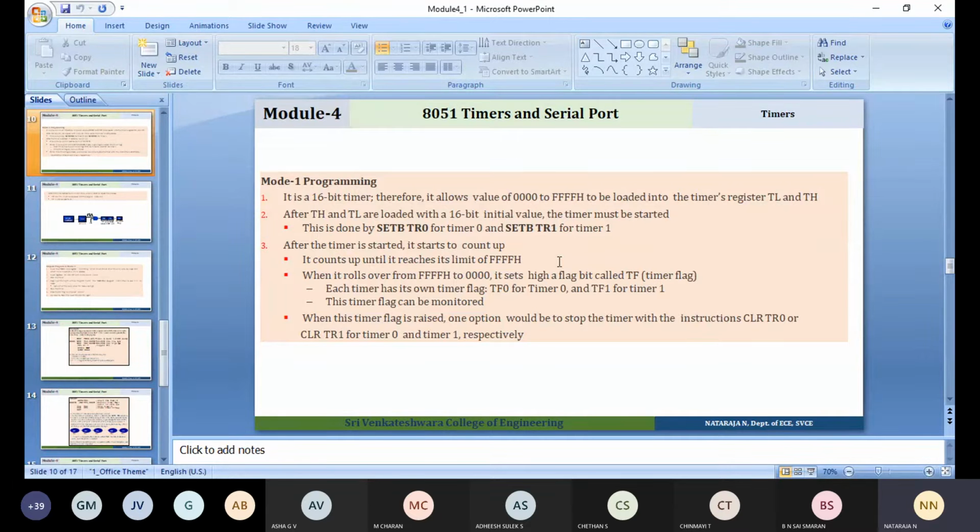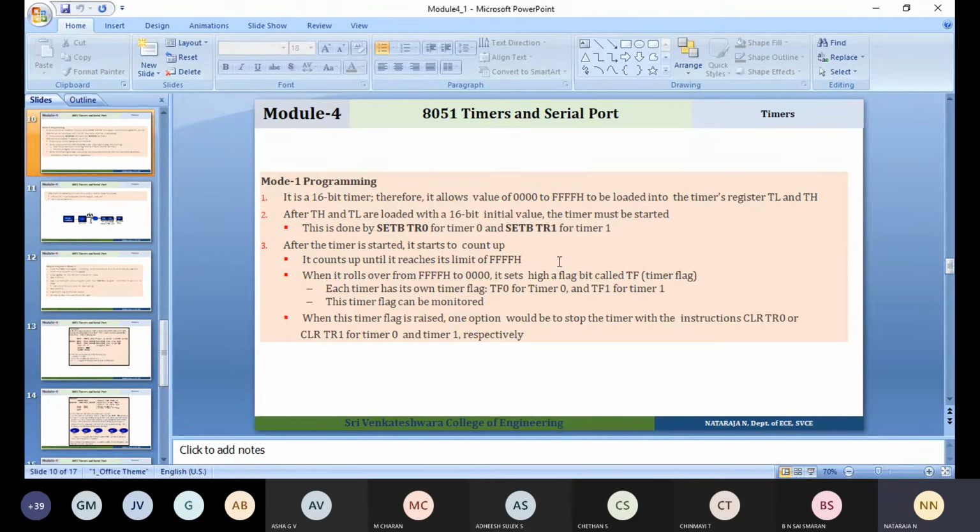This timer flag can be monitored step by step, like in a loop. Once it reaches the maximum, it will generate a carry flag and again reach 0. Once it reaches the maximum FF, after we increment, it goes to 00 and a carry will be generated. Like that it will work.